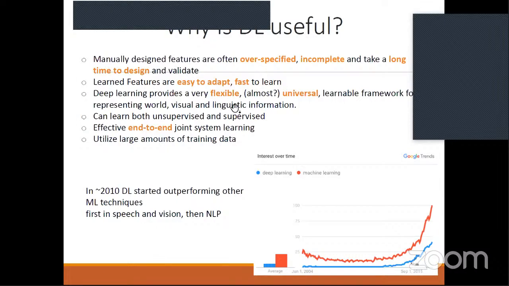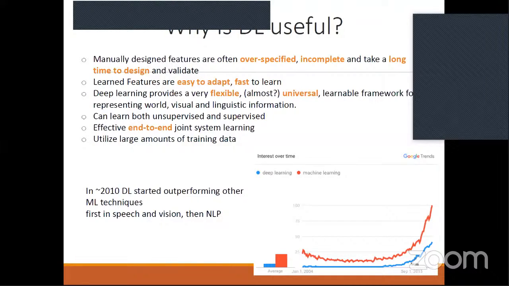Then it provides a very flexible, universal learning framework for representing world, visual and linguistic information. These models matter because the best interface with humans is natural language. In addition, the better way of passing information to a computer would be visual information. Representing both world and linguistic information represents world scenes. If you have to represent a world scene to a computer for making an intelligent decision, then you need to give the real features of that world scene. That can be done with the help of a deep learning system. It can learn with both unsupervised and supervised algorithms.